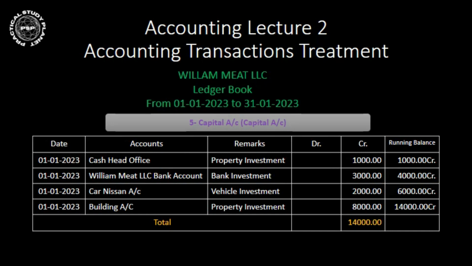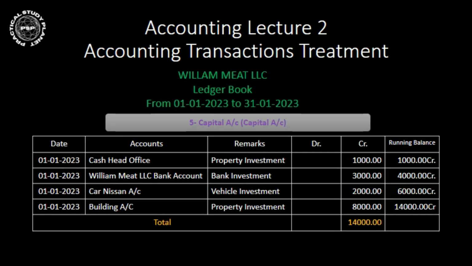Now the capital account will be like that, from which accounts the capital account is generated. So the cash will be 1000, the William Meat LLC bank account 3000 balance at that time, car Nissan 2000, building 8000, so the total 14000 capital was. It is a summary of all journal entries.